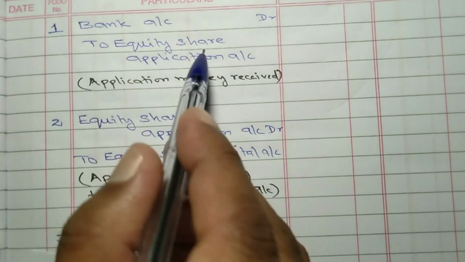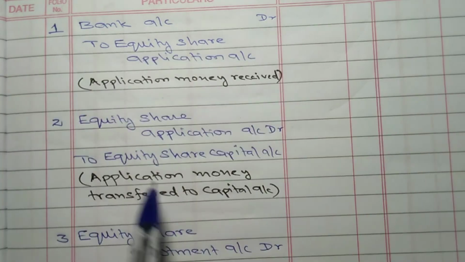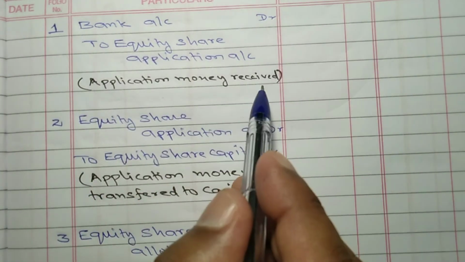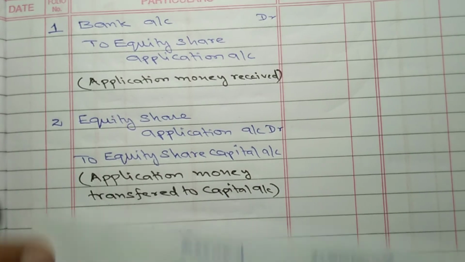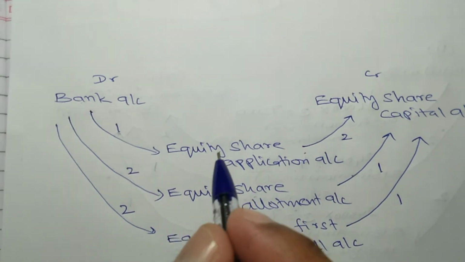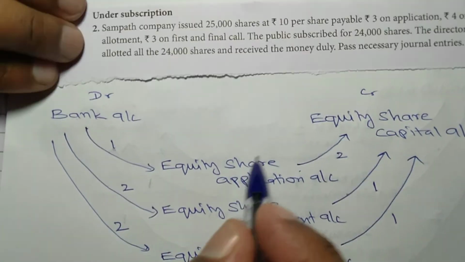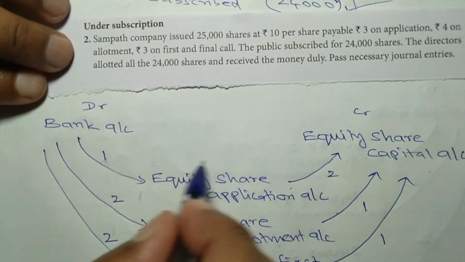Bank account debit to share application account, then equity share application account debit to equity share capital account. First one is application money received, second one is application money transferred to capital account. In this way I wrote all these entries. Then you should decide how much amount. It is given in the question. So 3 on application.